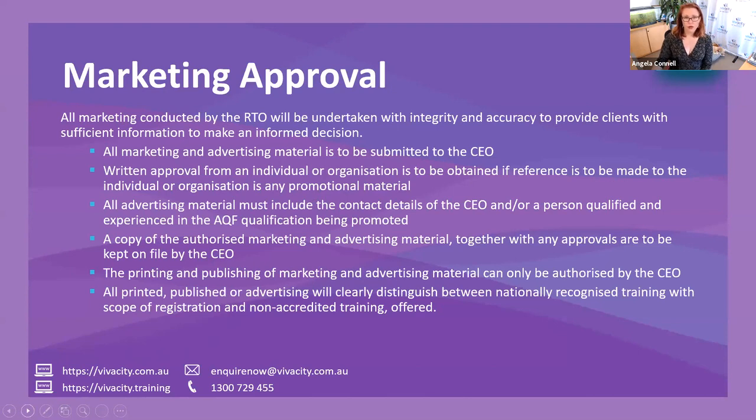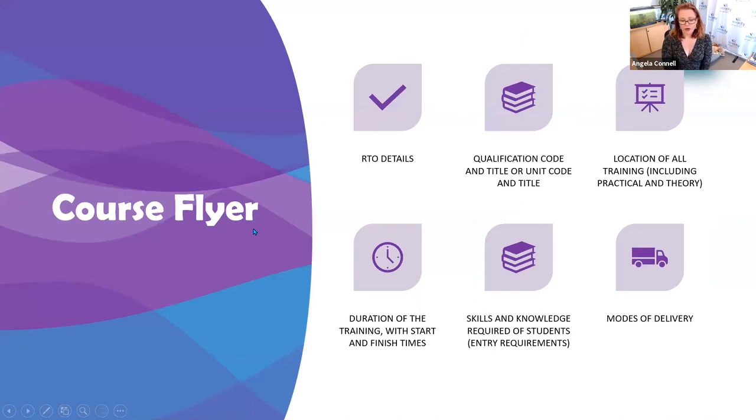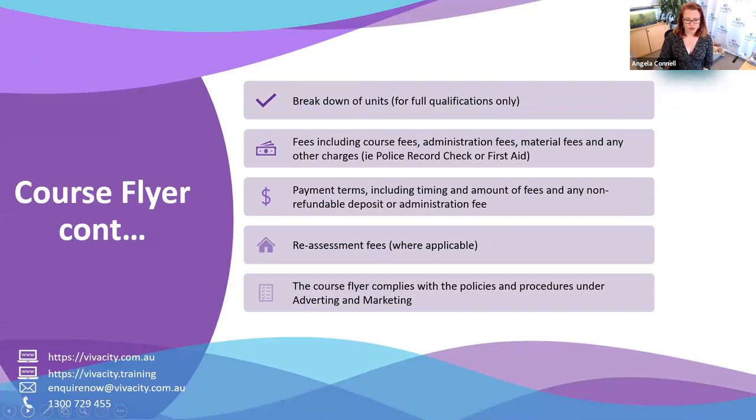Make sure you review following this webinar, you go through your policies and procedures and make sure that you're actually doing what it says that you should be doing within your policies and procedures. Make sure you haven't got any guarantees anywhere on your marketing material of an outcome or an employment outcome. So you need to update that. Have a look at your course flyers as well. Does it have the RTO ID? Does it have your ABN on your website? Have you used the code and title of the training product with the logo? Where are the logos that you're using? So this is a great time to do a little audit of your website to make sure that it is compliant.